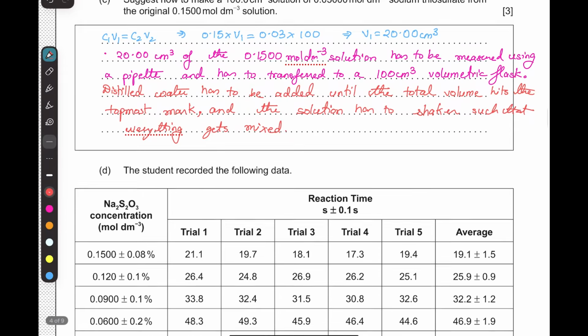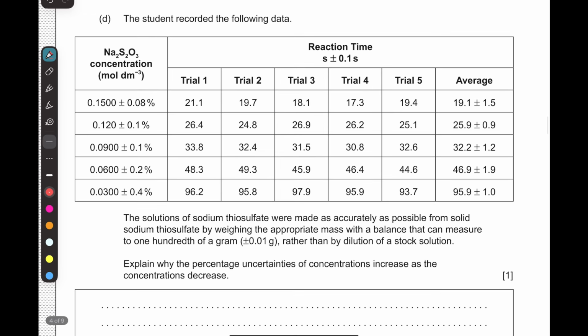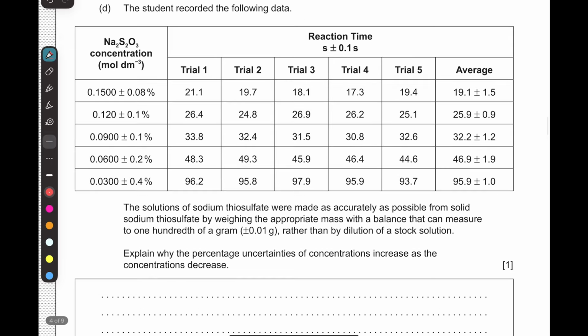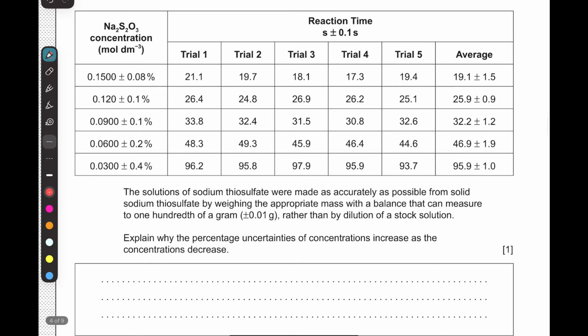Done. Next, the student recorded the following data, so they have given us a proper data table, right? The solutions of sodium thiosulfate were made as accurately as possible from solid sodium thiosulfate by weighing the appropriate mass with a balance that can measure to 100 of a gram rather than by dilution of a stock solution. So you're preparing it from solid sodium thiosulfate, mixing it with distilled water and preparing these solutions, which is obviously much more accurate.